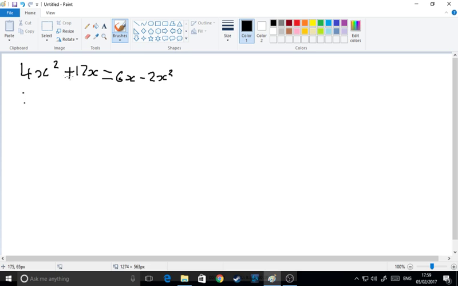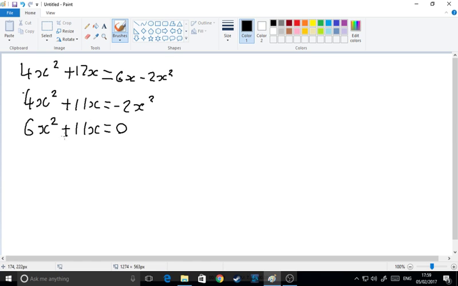We're going to get 4x squared. Because we're moving it over, it's going to be minus 6x. We're going to get plus 11x equals minus 2x squared. Now we just move over the minus 2x squared. We're going to get 6x squared, because we plus, to get rid of the minus, plus 11x equals 0.